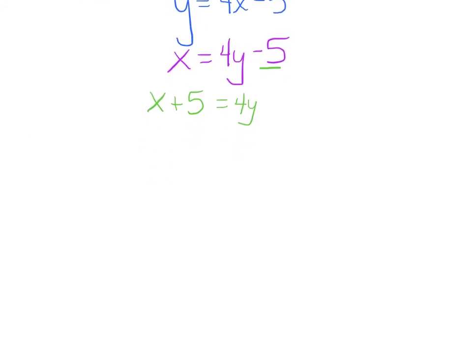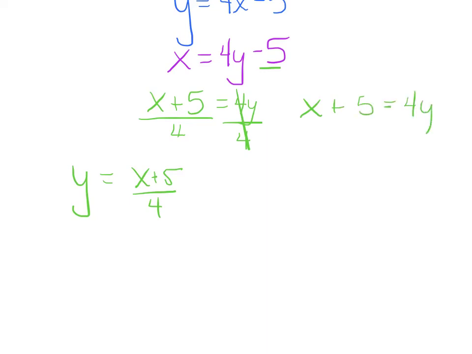Now, here's what they can do on the exam. They can strictly say, okay, that's everything divided by 4. So you could say y equals x plus 5 over 4. Or typically what we like to do is we like to divide each term by 4. So let me go back here. If I said x plus 5 equals 4y, I can divide every term by 4.